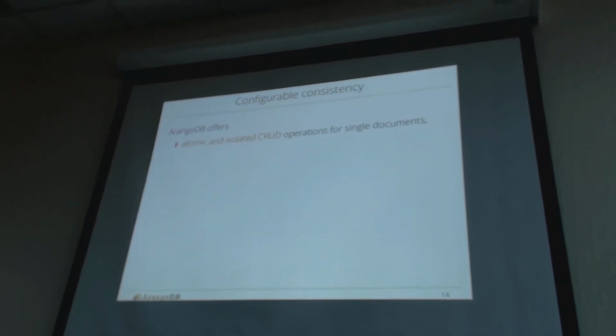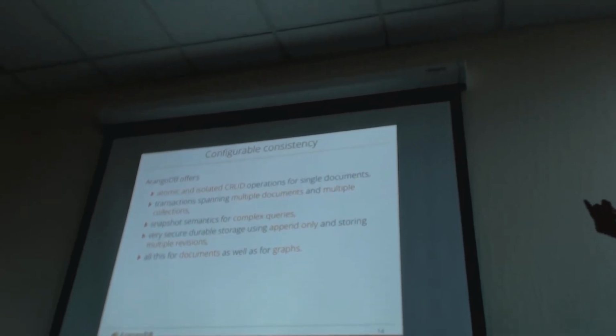I want to emphasize two aspects of that. This now answers one of your early questions. We have configurable consistency. So you can use it as a document store by just saying, okay, I want document level operations, and it's just atomic with respect to single documents. But you can also do transactions which span multiple documents and multiple collections. So in that sense, you have the ACID guarantees if you need them. For complex queries in this query language, it does snapshot semantics, and the durable storage is append only, and we store multiple revisions as needed to be able to behave in a transactional way. All this works for documents and graphs, because I told you that graphs are implemented by just having the vertices be documents and the edges as well.